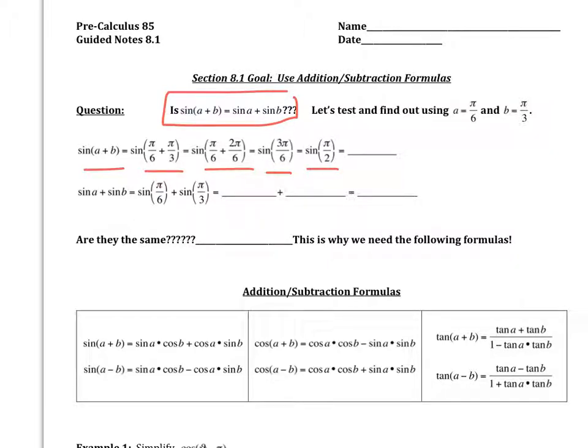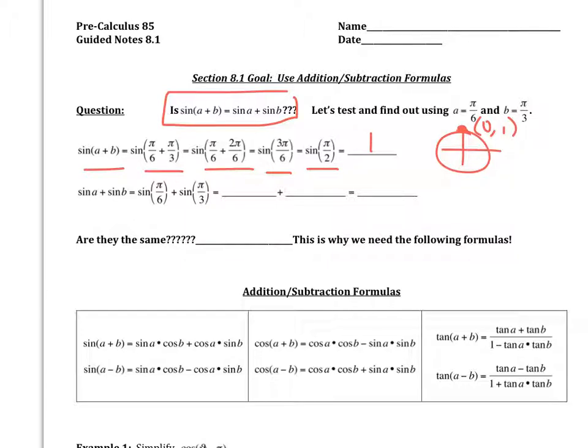If you need to, use your unit circle that you pulled out. What is sine of pi over 2? Hint: 90 degrees. It should be 1, right? Because on our unit circle, we're talking about the point up here, which is (0, 1), and it's the y value.